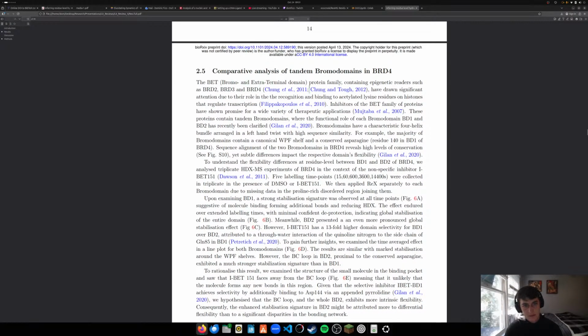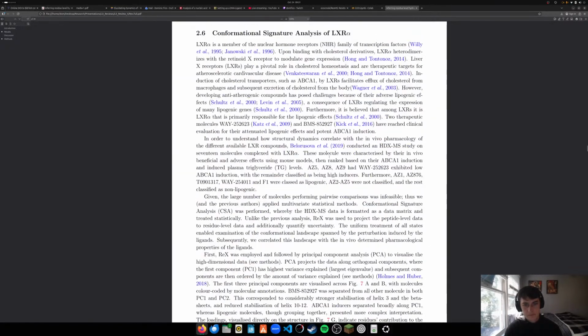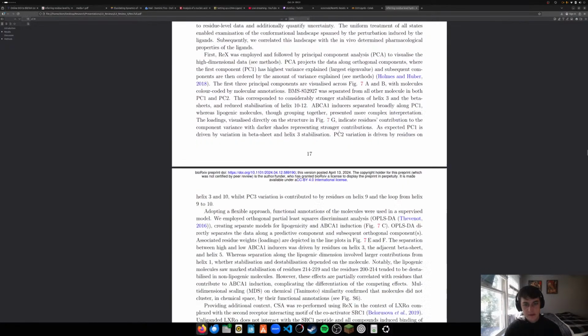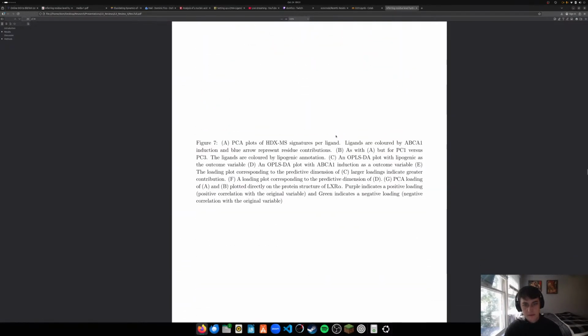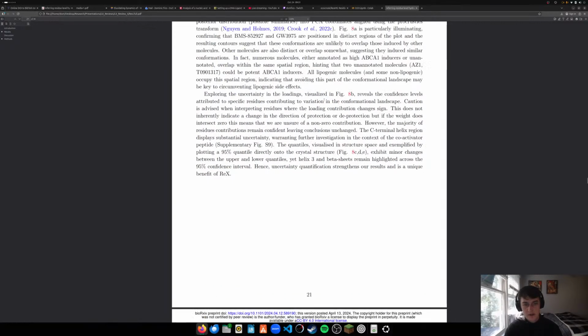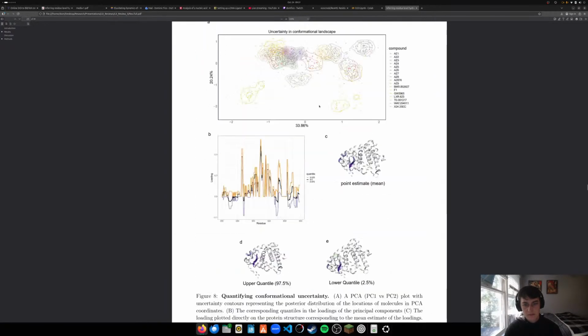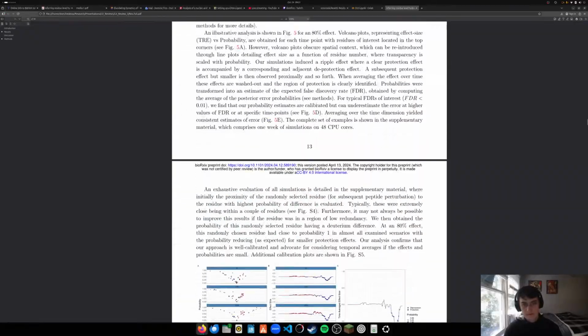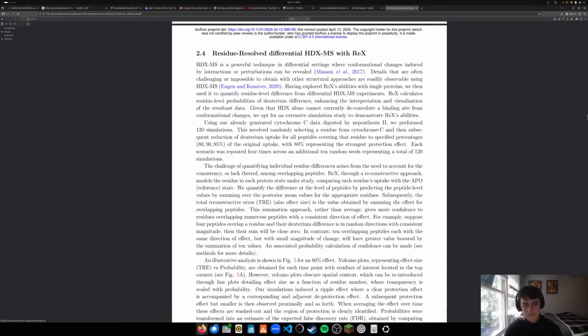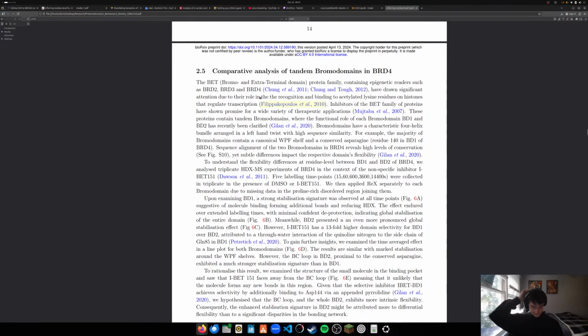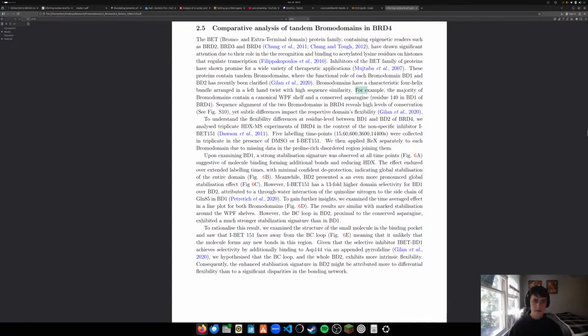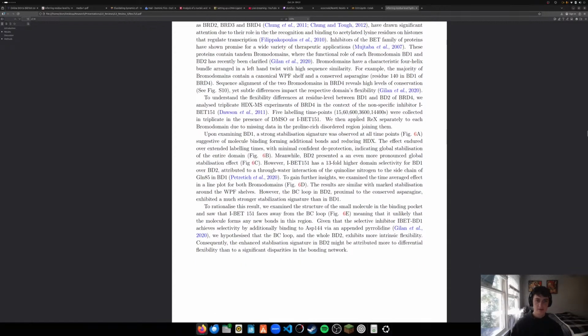Bromodomains. Genetic readers. Conformational signature analysis. And we do uncertainty quantification in the discussion. All right. Yeah. To understand the flexibility differences, we triplicate 5 sampling time points.